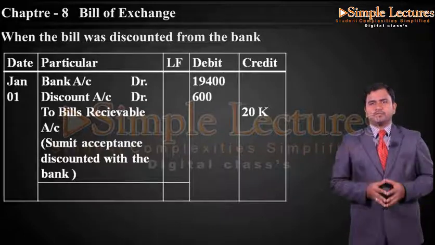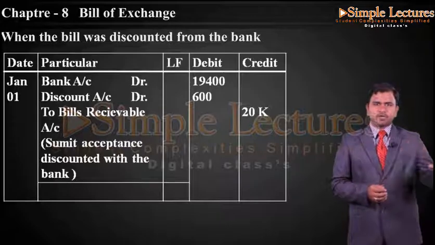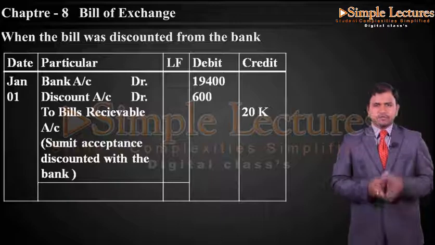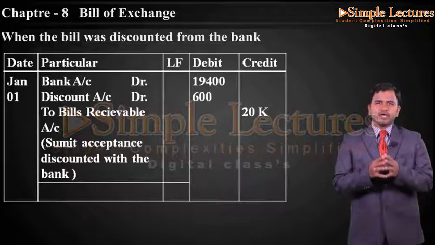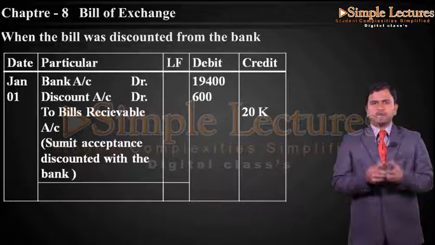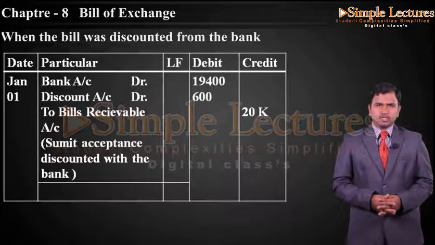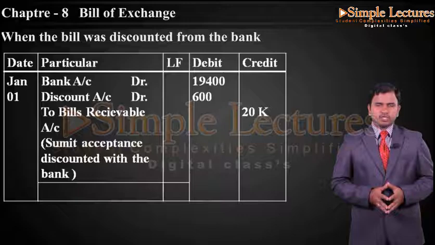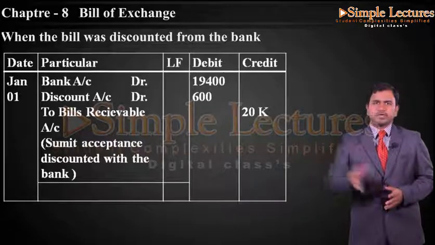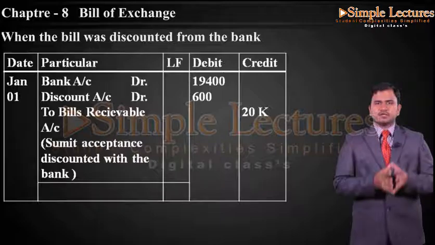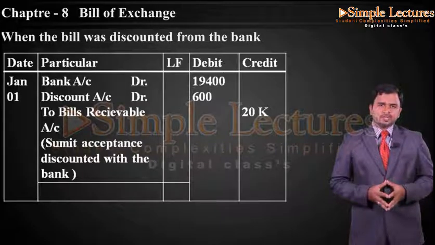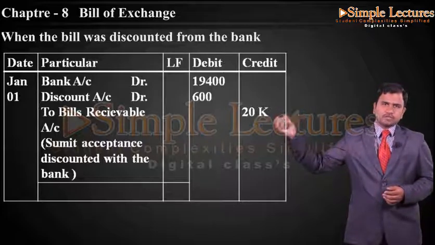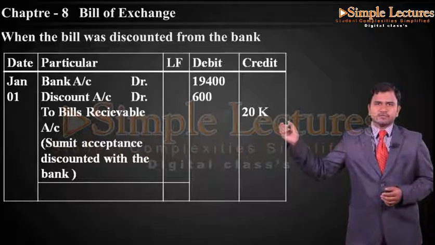When coming to the bank account we apply the real account rule: debit what comes in, credit what goes out. So 19,400 is what we are going to receive. Coming to the discount account, the discount is an amount we have to pay to the bank, which is an expense or a loss for us. So the discount comes in the category of nominal account: debit all expenses and losses, credit all incomes and gains. That's why the discount has been debited. And to bills receivable account, the total amount we were supposed to receive is credited. What we are receiving is 19,400, and what we are not going to receive is 600, which is a loss.